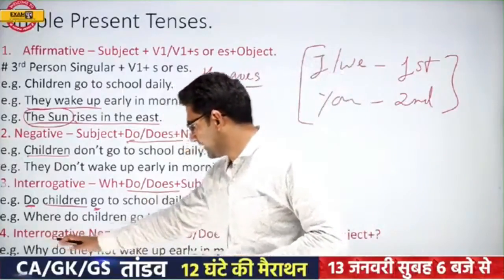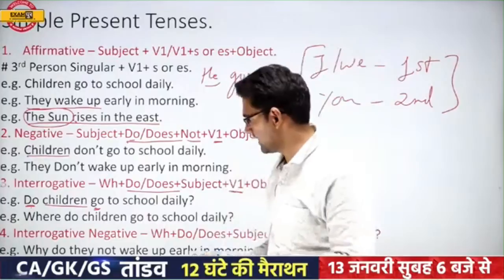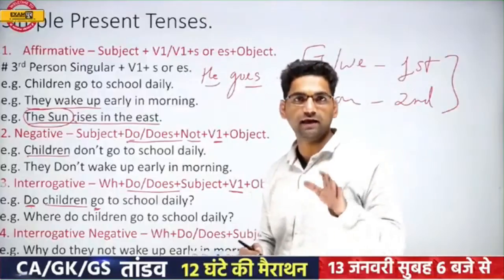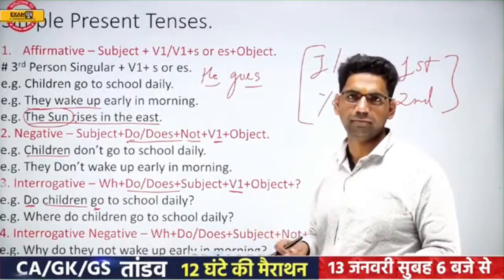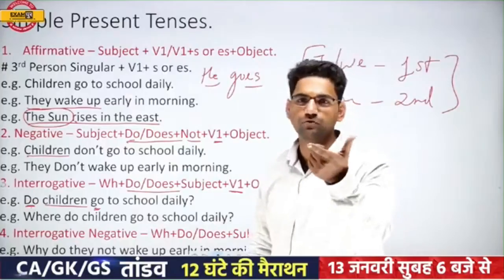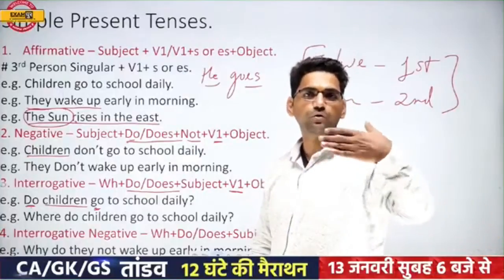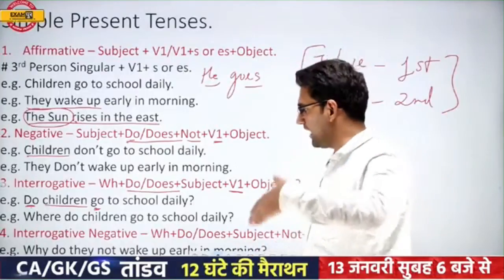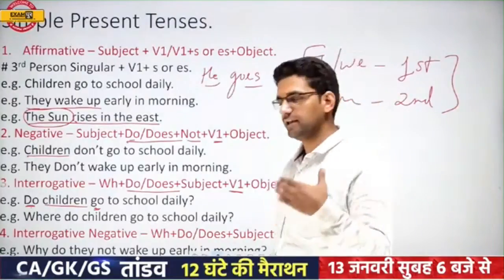And then you have interrogative negative. When you are asking questions in negation, means you're using not. For example, why do they not wake up early in morning? But when we speak this sentence, we usually use contracted form. So we can say, why don't they go to school daily? Instead of why do they not, you can say, why don't they go to school daily?